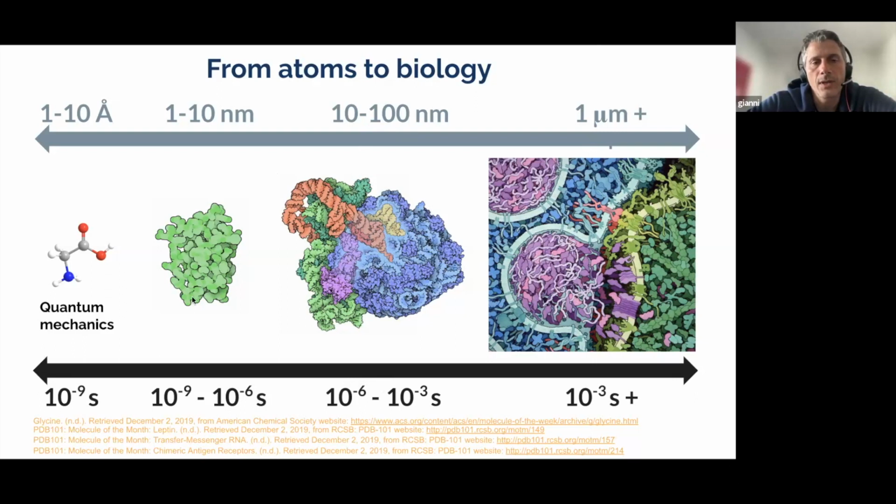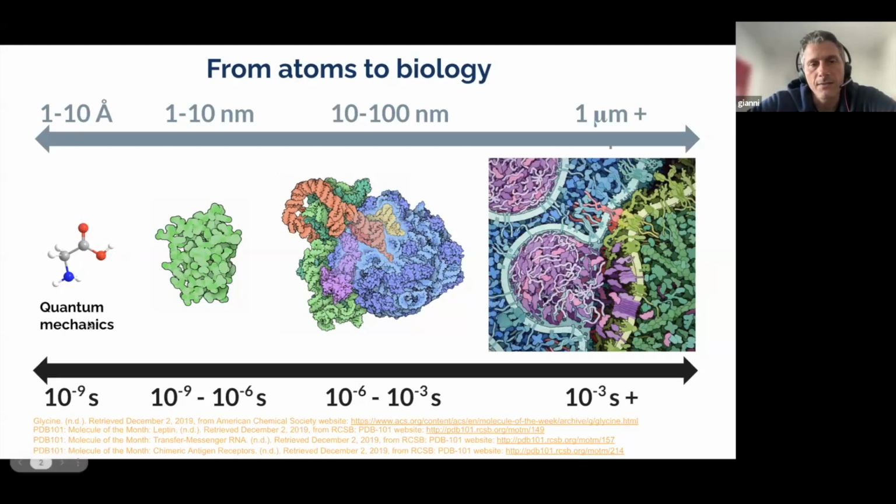Then you can isolate individual proteins. Here, the green part is 1 to 10 nanometers. And then you end up at the atomic level, where you have 1 to 10 angstrom and 10 to the minus 9 seconds as the typical time scales.